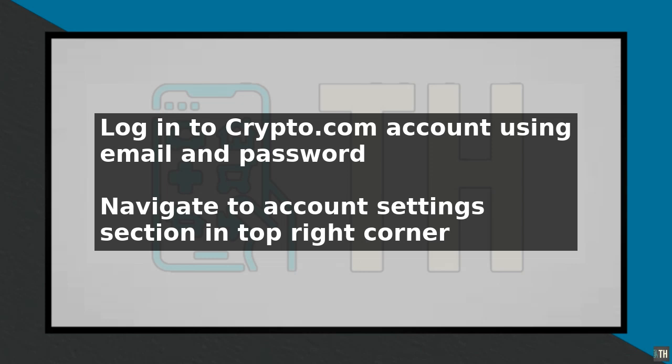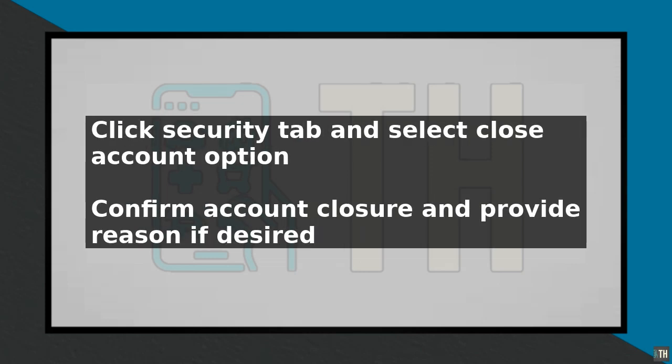of the dashboard. In the Account Settings section, click on the Security tab and then select the Close Account option. You will be prompted to confirm that you want to close your account, and you may be asked to provide a reason for closing it. This is an optional step, but it can help Crypto.com improve their services.